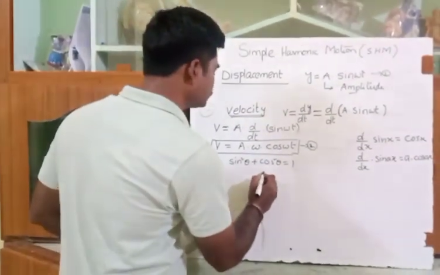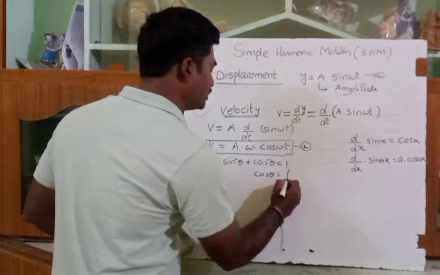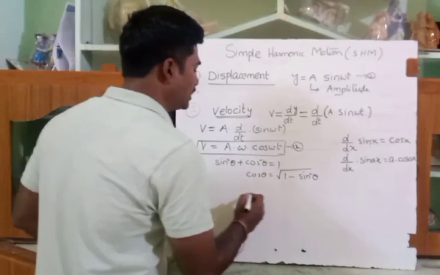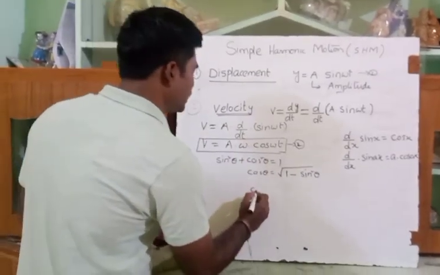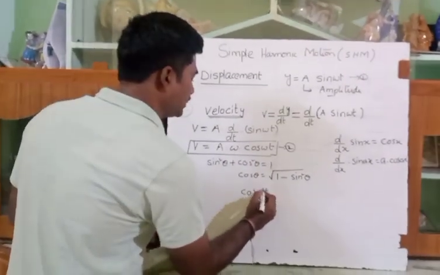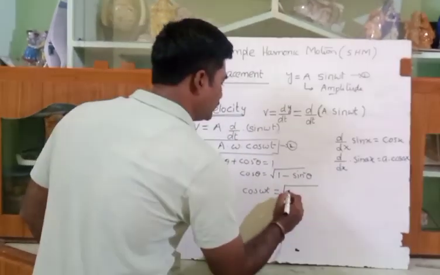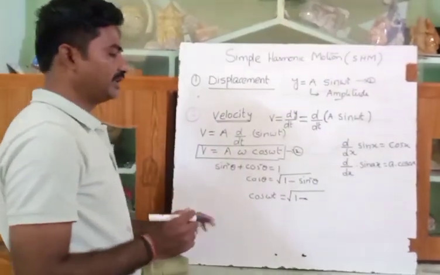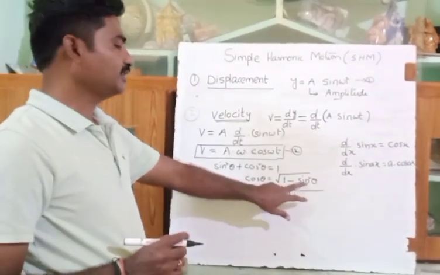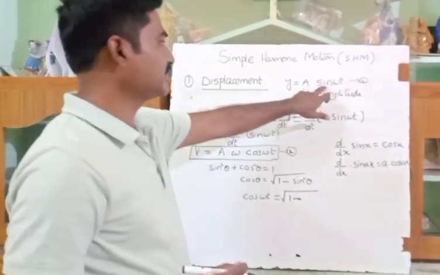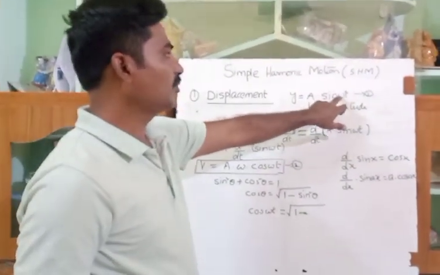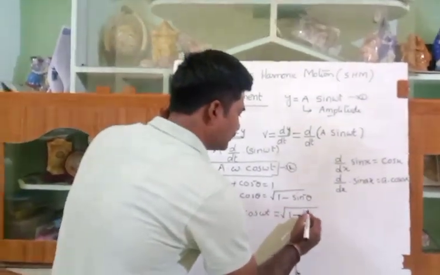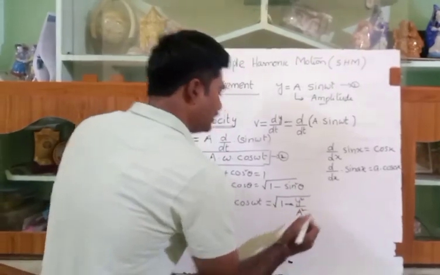Now, what is cos theta? Cos theta is equal to root over 1 minus sin square theta. Now we replace this, taking theta as omega t: cos omega t is the square root of 1 minus sin square omega t. From the displacement equation, sin square omega t is equal to y square by a square.